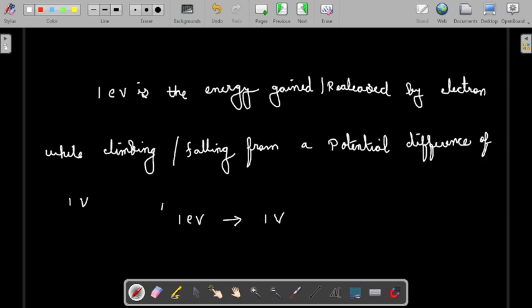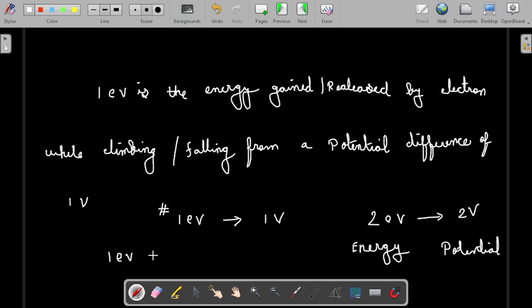This is one important term you have to remember. This is how the joule and other things come into the picture. If 2 eV is there, we can directly say it is 2 volts. So this is energy, this is potential. I hope you are aligned with the explanation I'm giving. If you have any doubts, please feel free to ping.